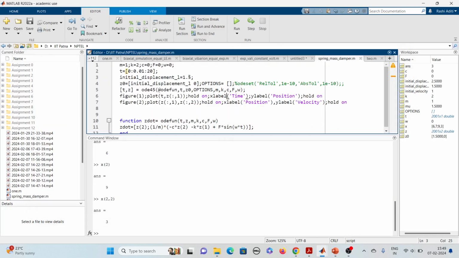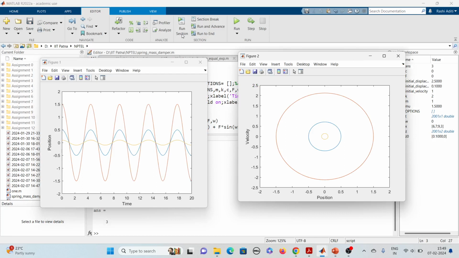I can change this 0.5. It was initially 0.5, then I made it 1.5. I'll just make it 0.1. I'll again run this section. What is going to happen? See this yellow plot, what happened? Now it is following this trajectory. So this phase plot is changing. The amplitude of this periodic oscillation that the system is showing is changing depending upon the initial displacement that I am giving to it.